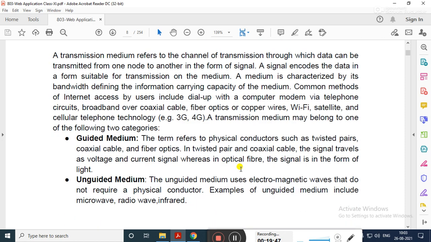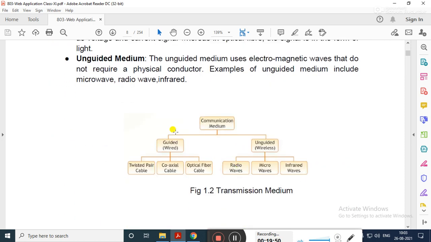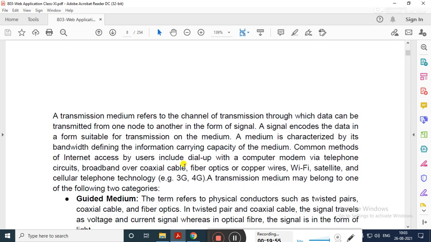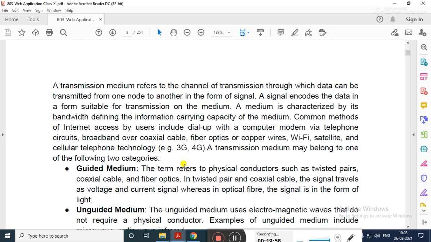Okay, now another most important topic is the network concept of transmission medium. What is transmission medium? Transmission medium basically refers to the channel through which data can be transmitted from one node to another node. A signal encodes the data for suitable transmission on the medium. A medium is characterized by its bandwidth, defining the information carrying capacity of the medium. The common methods of internet access by users include dial-up with a computer modem via telephone circuits, broadband over coaxial cables, wireless or Wi-Fi, and 3G and 4G.